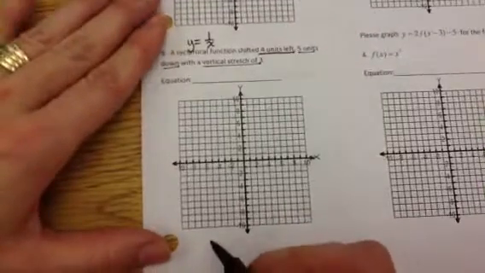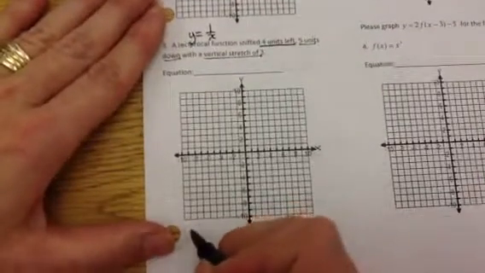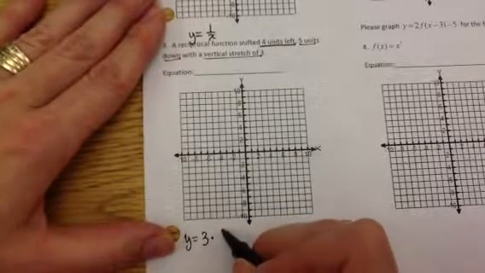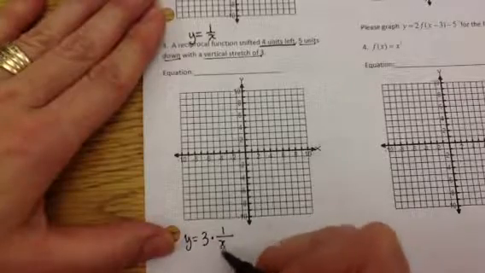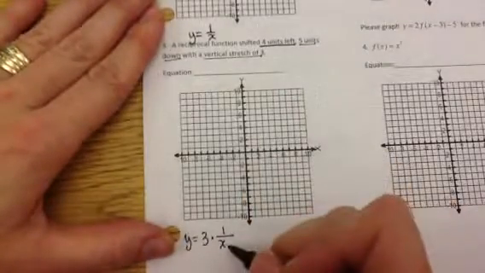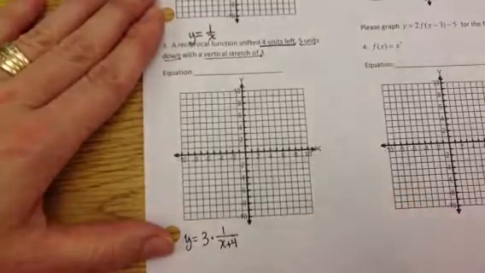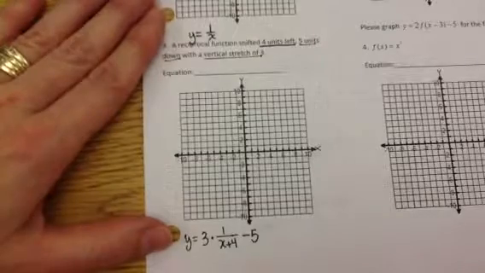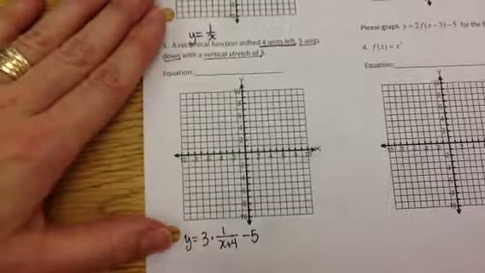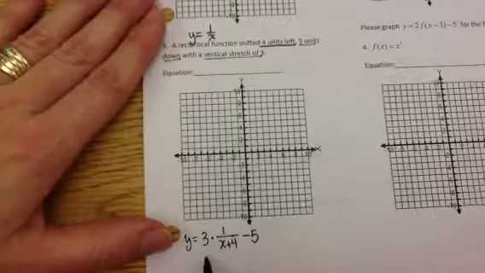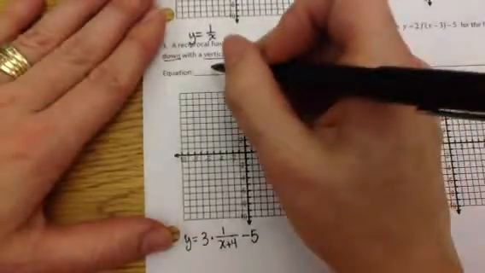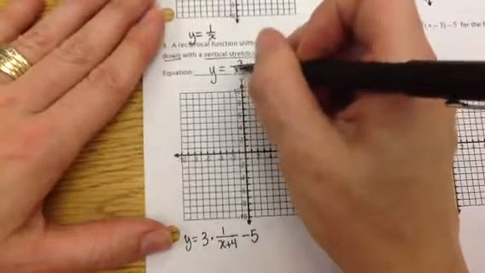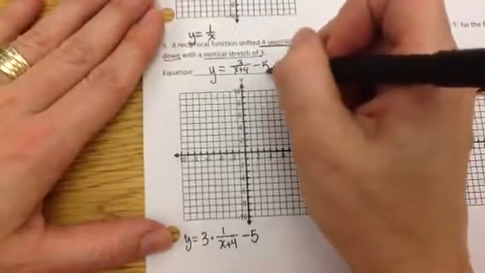So when I take those into consideration, I will be working with y equals a 3 out in front of my 1 over x. Shifting left 4 will be plus 4 in with the x, and shifting down 5 will be minus 5 afterwards. So you can write it like that, or you can multiply your 3 over 1 times that function. So you could also write it y equals 3 over x plus 4 and then minus 5.